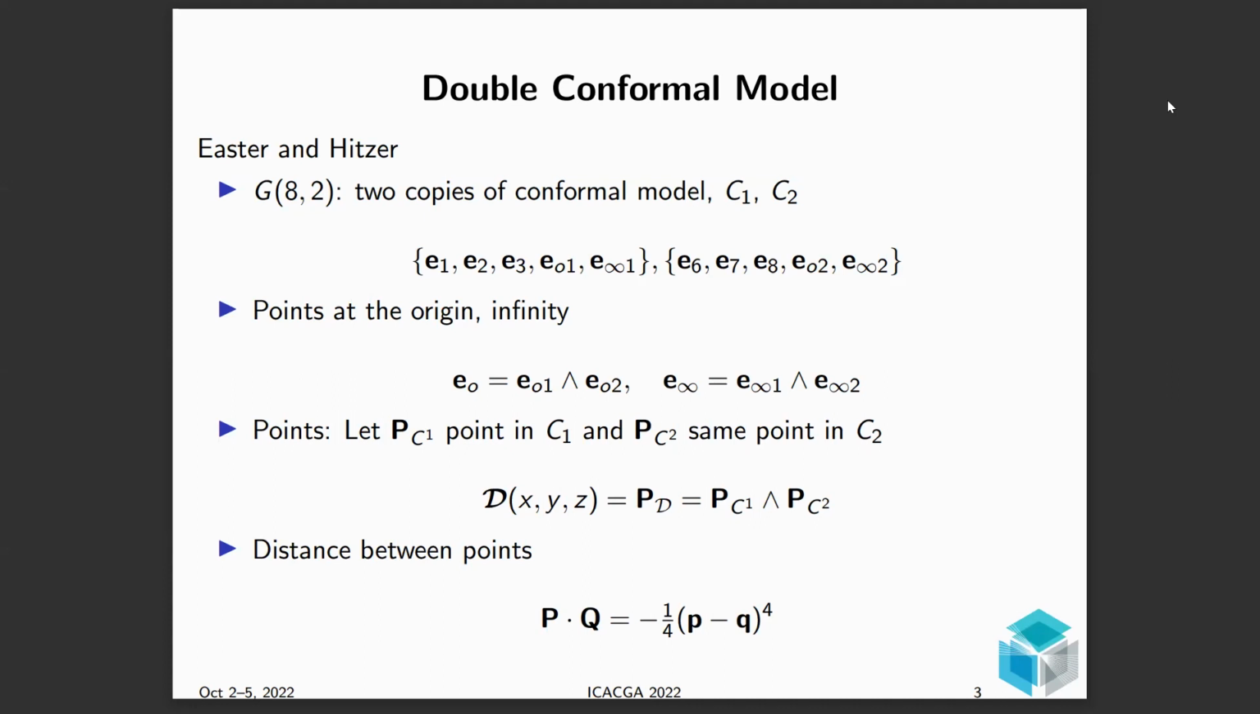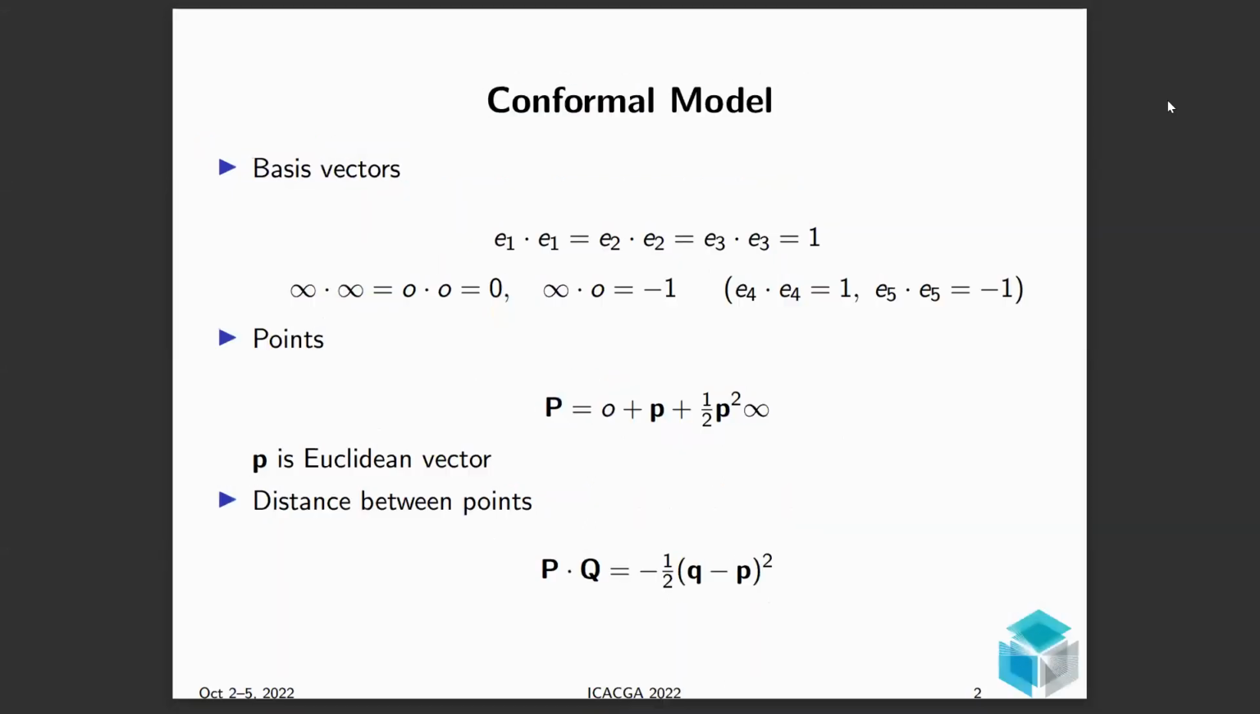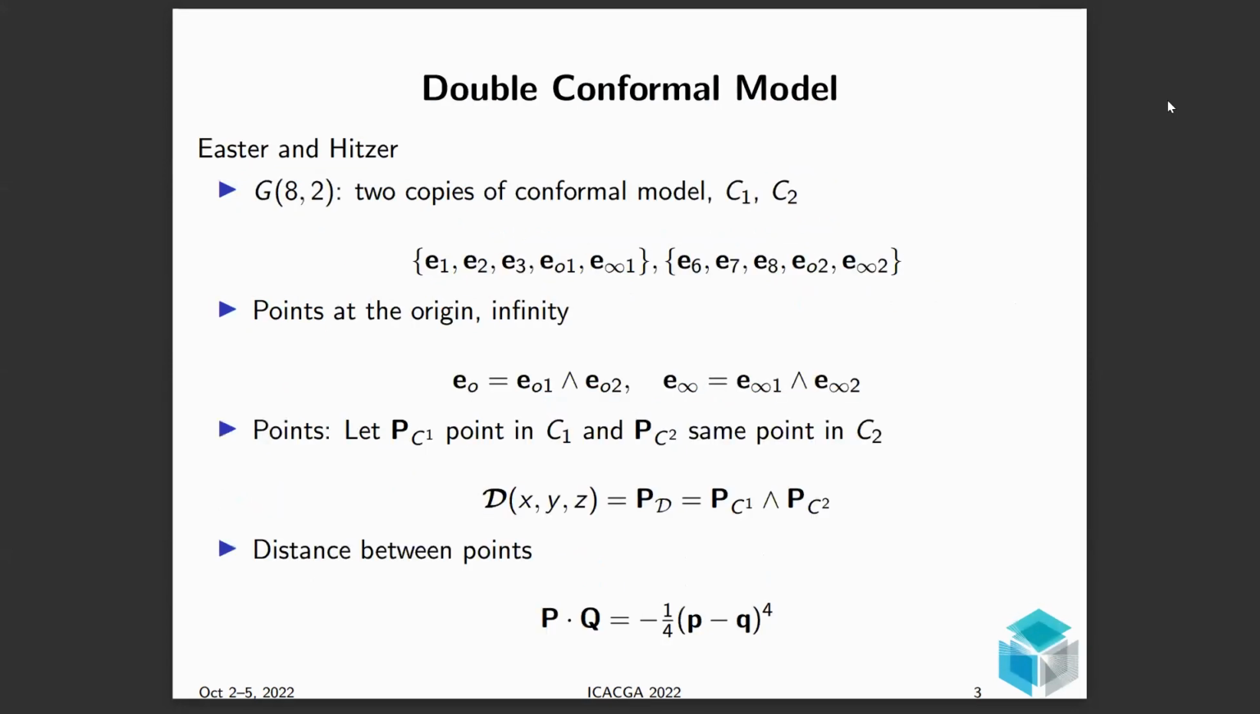Now when we take the inner product between 2 points, what we get is proportional to the 4th power of the distance. Very loosely and informally, it's this square in the conformal model that is giving us these quadratic surfaces in the conformal model, and it's this power 4 that's giving us these quartic surfaces in the double conformal model. Very, very informally there.